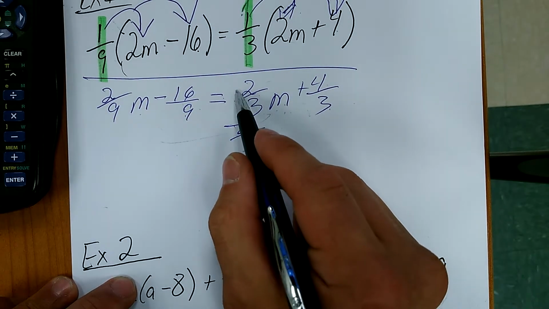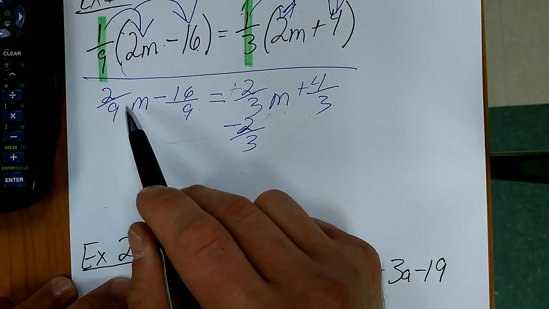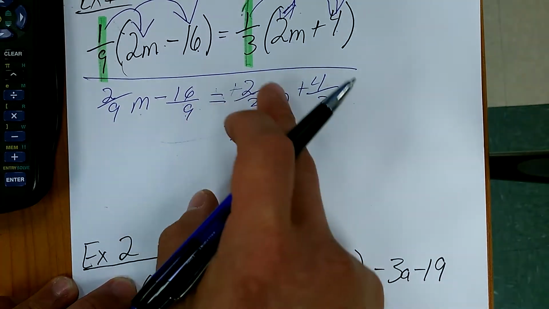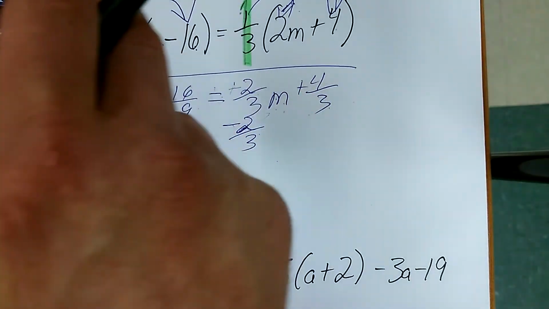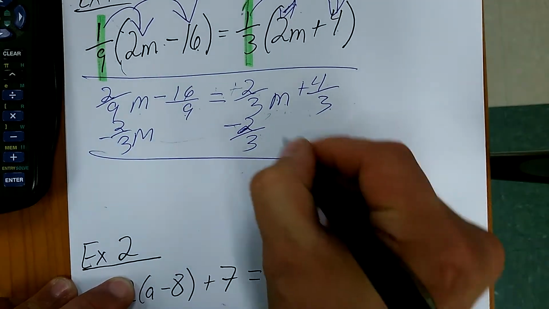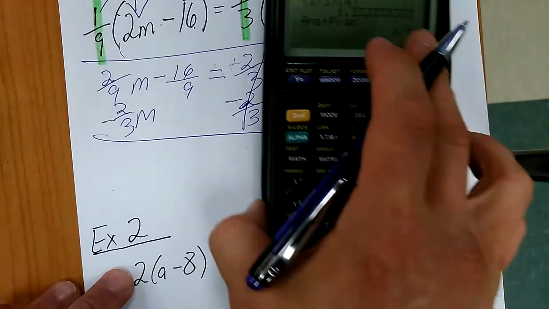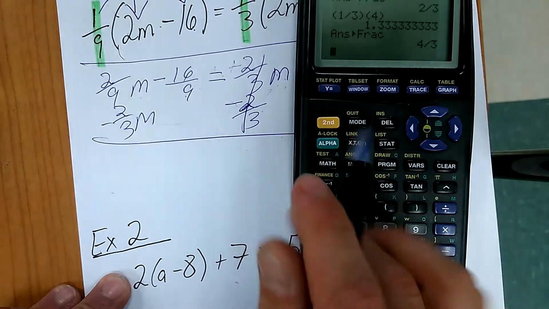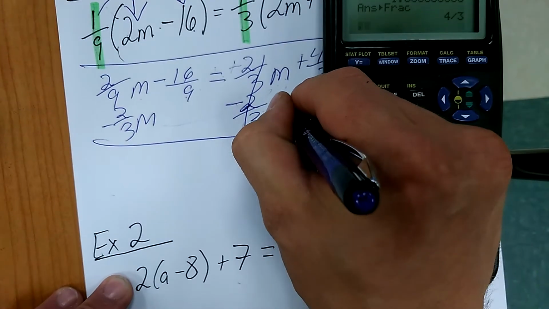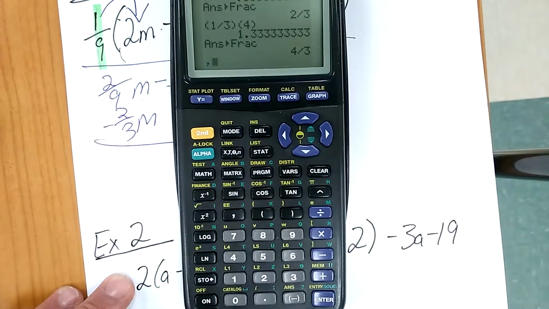So therefore, where this is a positive 2/3, and we're moving this 2/3 m to the 2/9 m, we have to subtract it. Why? Because it's going from one side of the equal sign to the other. And just for space, I'll leave it as is. So this cancels out.